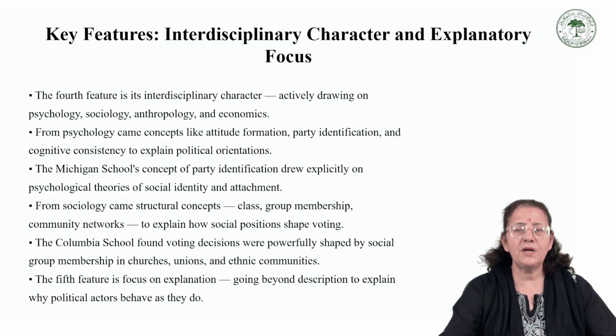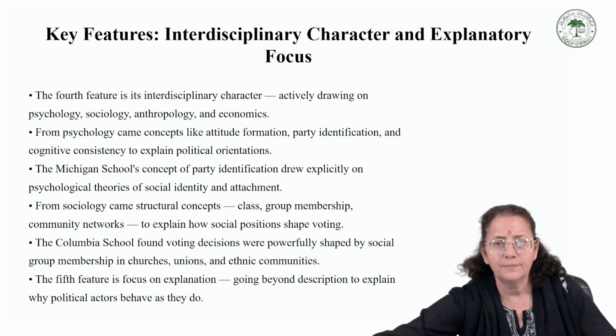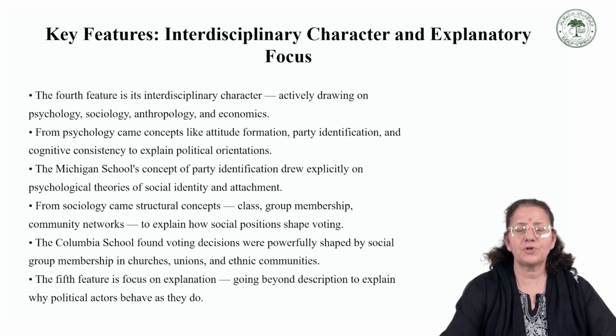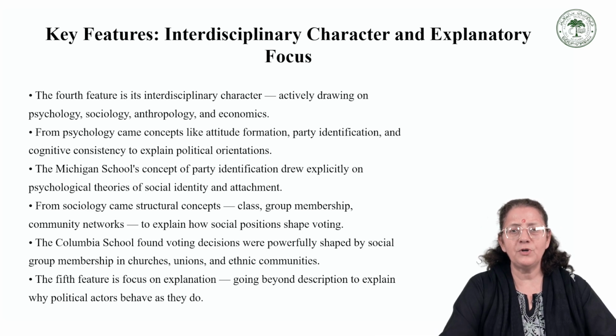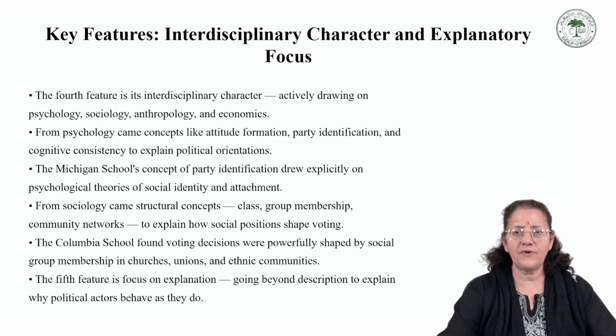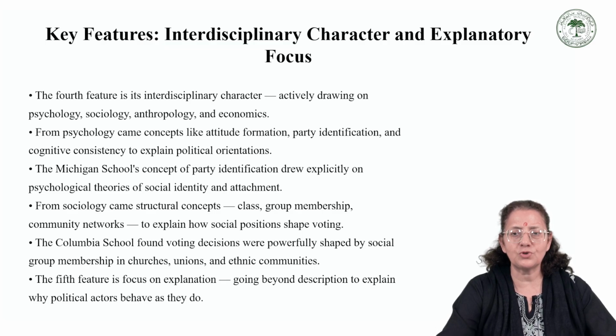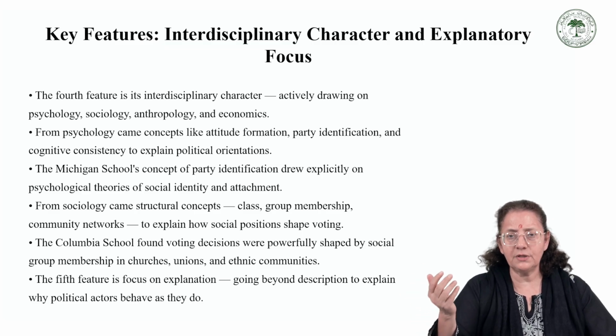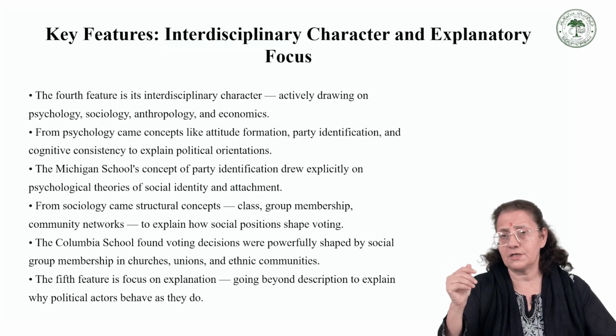From sociology, behavioralists borrowed structural concepts, social class, group membership, community networks, and institutional norms to explain how social positions and social environments shaped political behavior. The finding that people's voting decisions were powerfully shaped by the social groups they belonged to, churches, unions, ethnic communities, and neighborhoods, was a central insight of the Columbia School of Political Sociology.